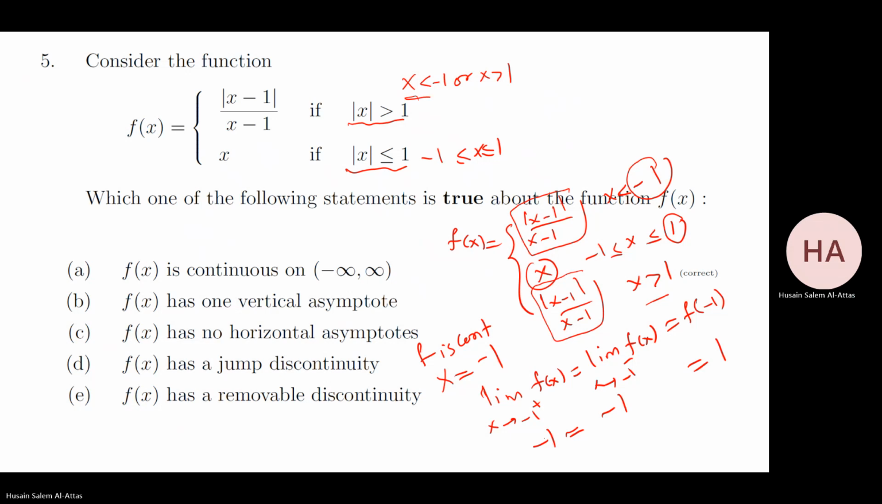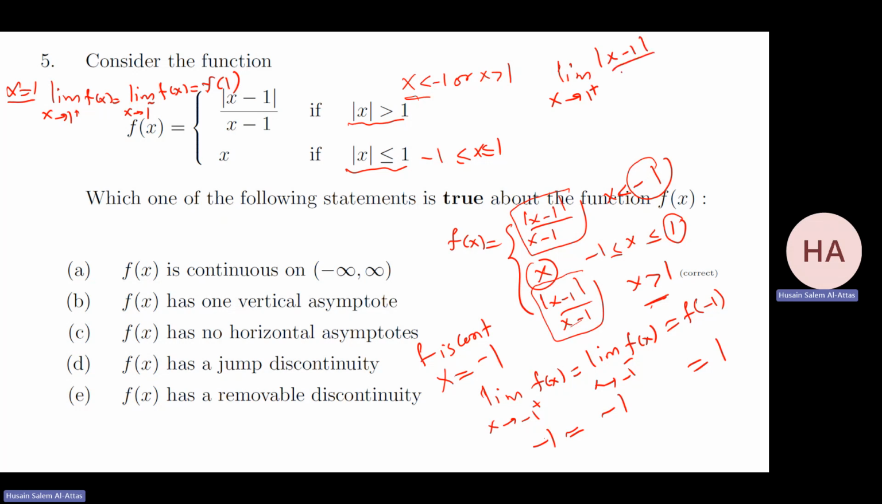Now I check x equal 1. I need the limit as x goes to 1 from right equal the limit as x goes to 1 from left equal f at 1. Look at this function from right. I need a limit, so I need to do this here. It goes to 1 from right of this. This will be positive, so it will go out as is. So I'm getting 1. This is 1 from left, which is 1, and f of 1 is equal to 1. So this is also continuous at x equal 1. So the function is continuous everywhere.